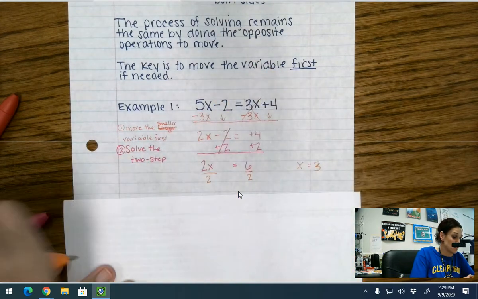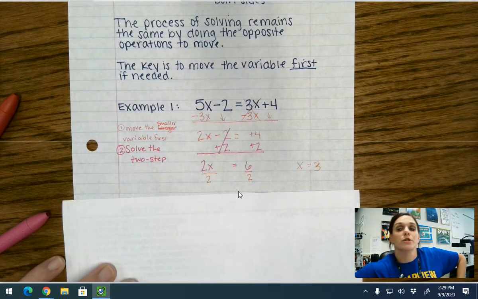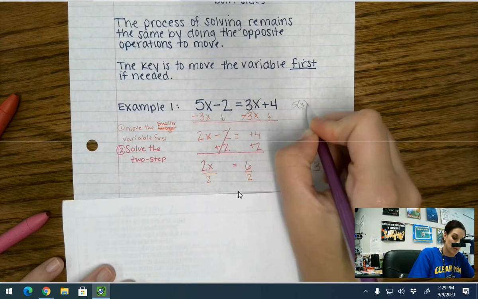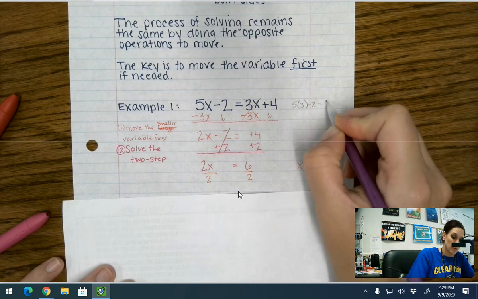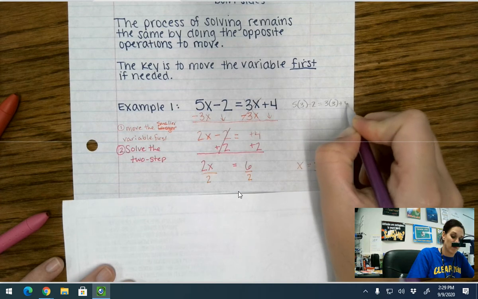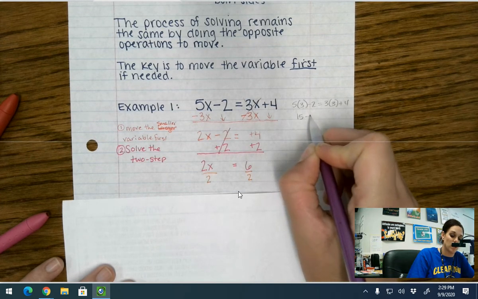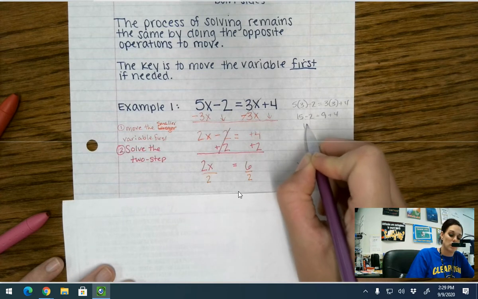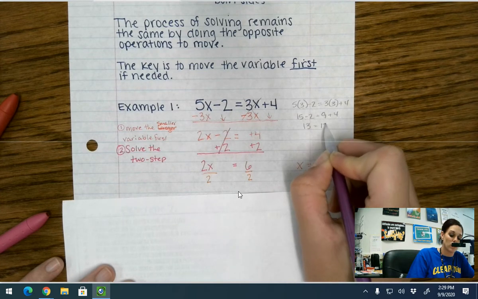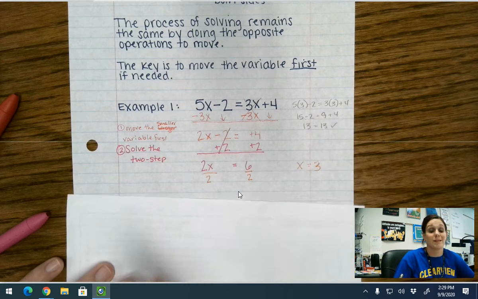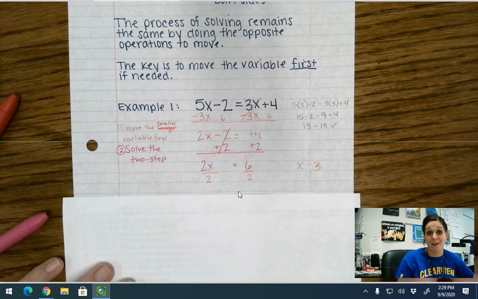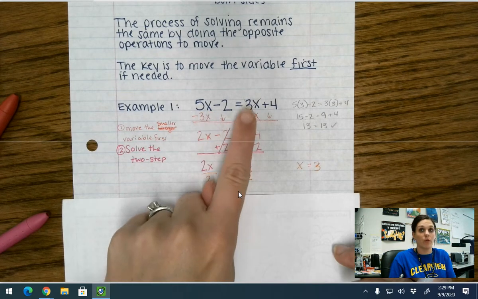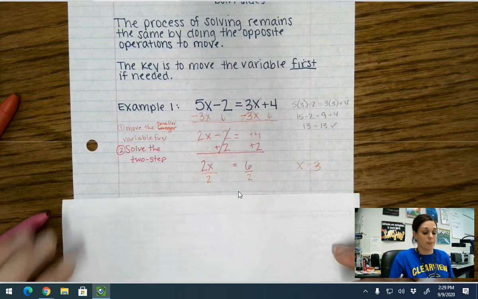Now I can check this by plugging it back into the equation. So we would have 5 times 3 minus 2 equals 3 times 3 plus 4. Well, 5 times 3 is 15 minus 2 equals 9 plus 4. 15 minus 2 is 13. 9 plus 4 is 13. Those two sides balance out. So that's how I know I got my answer correct. All right. So again, we move the smaller variable first, and then we solve the two-step equation.